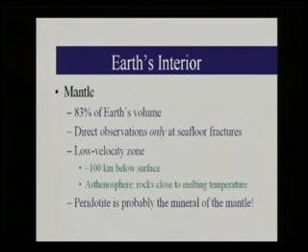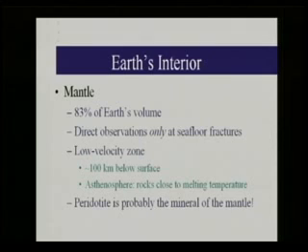The mantle is 83% of Earth's volume. We can only observe it directly at seafloor fractures, and only recently have we been able to do so. The mantle has a low velocity zone about 100 kilometers below the surface, and this is the asthenosphere, where rocks are close to the melting temperature.